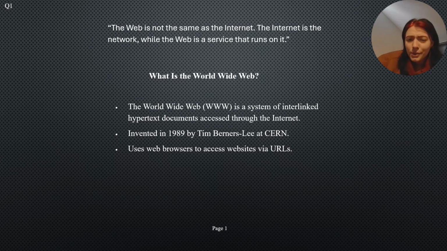So, what is the World Wide Web? The World Wide Web, commonly known as www, is a system of interlinked hypertext documents accessed through the internet. It was invented in 1989 by Tim Berners-Lee at CERN, a European organization for nuclear research in Switzerland. The World Wide Web uses browsers to access websites via URLs.